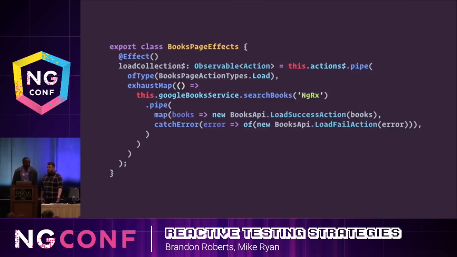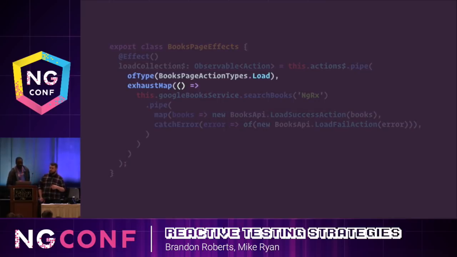A common effect listens for actions, initiates some side effect, and then maps the result of that side effect to new actions. So the first thing that we're going to want to verify is that for some given input action, it's actually going to perform the side effect.